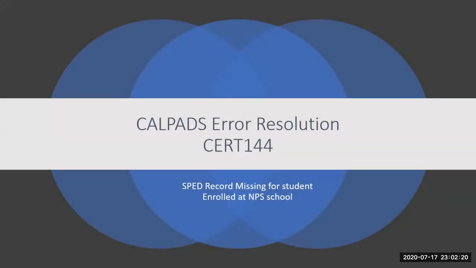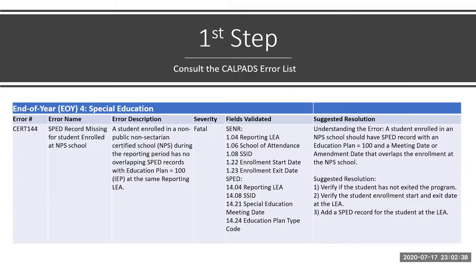CALPADS Error Resolution CERT144, Special Education Program Record missing for student enrolled at an NPS school. So the first step when troubleshooting any error in CALPADS is always to consult the CALPADS error list. And we use the error number and the error name to identify the reference documentation for an error. Assuming that you've already done that because you're watching this video, let's look at the error description.